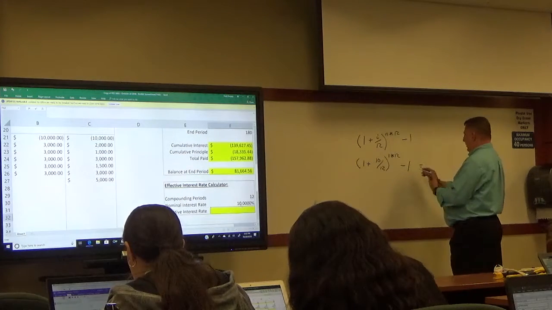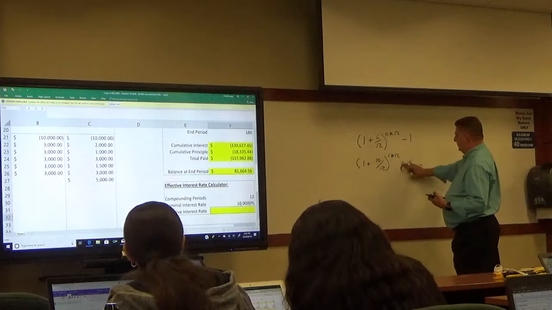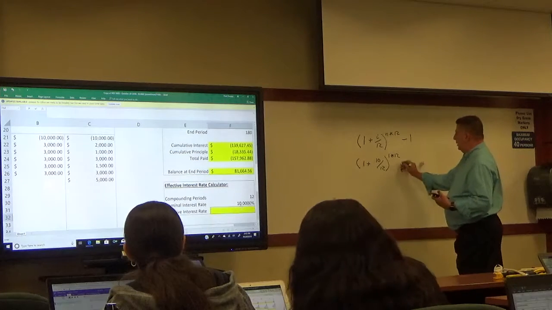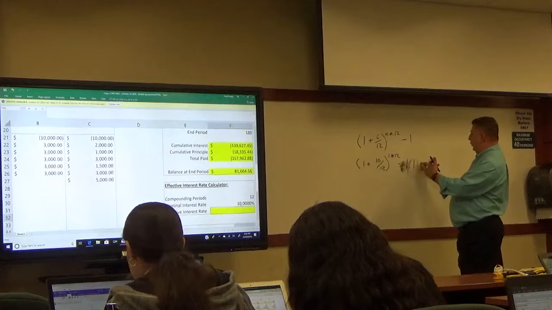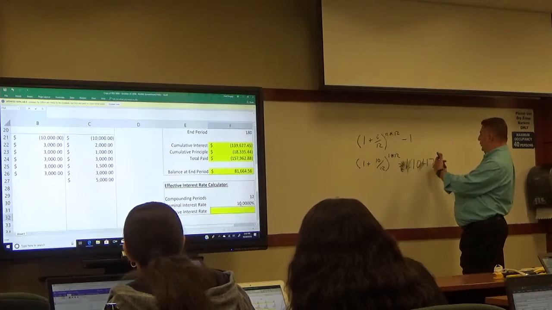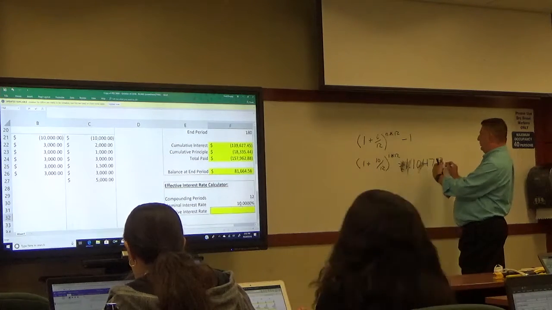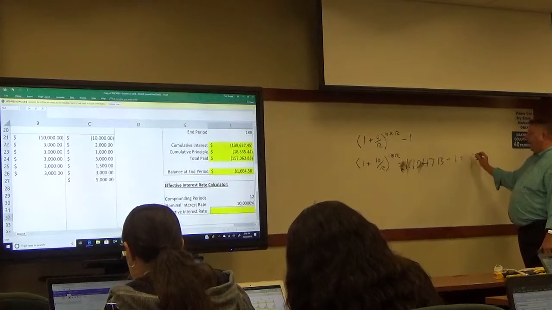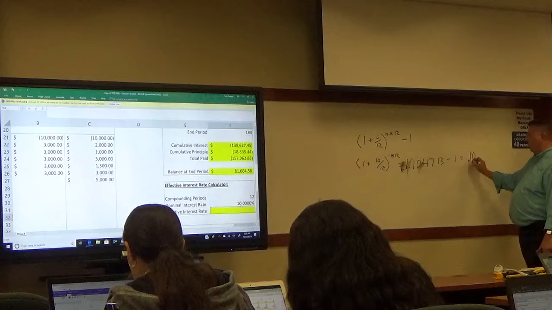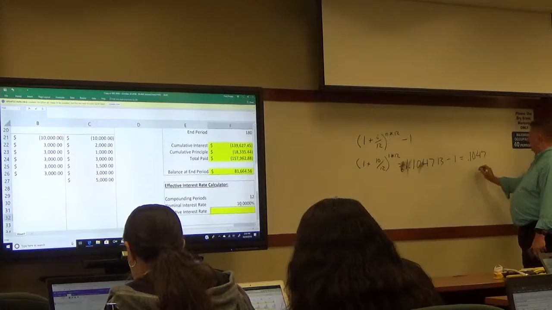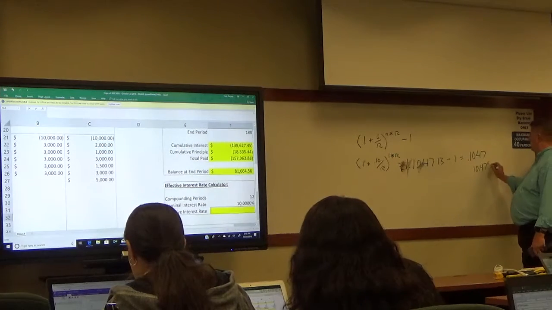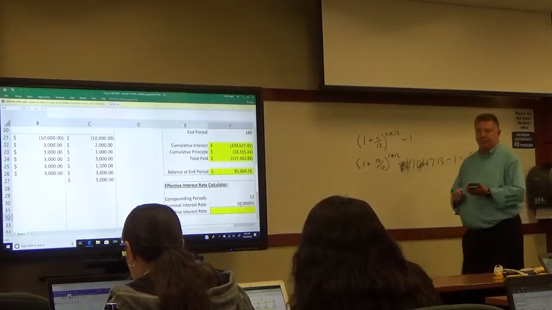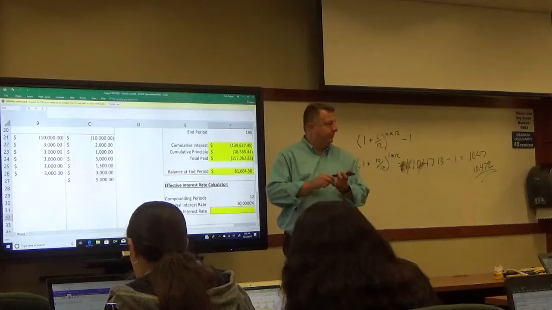Okay, so without the minus 1, that's going to give you 1.104713, and then you're going to take that, minus 1, and that's going to give you the actual effective rate of 10.47, or 10.47%. Yep.